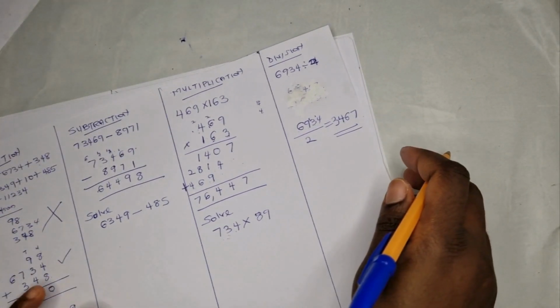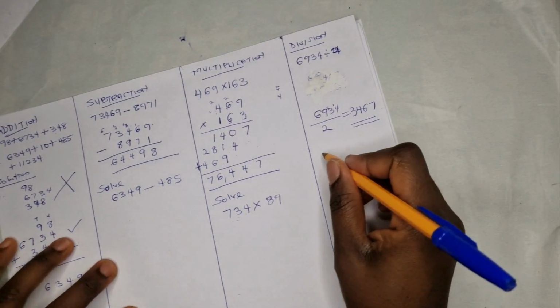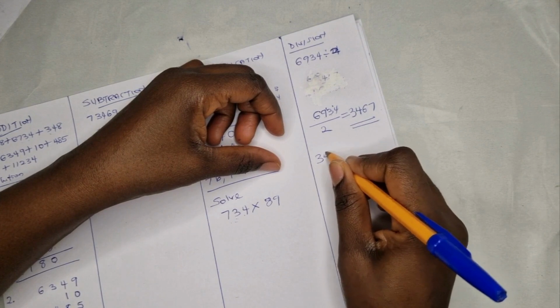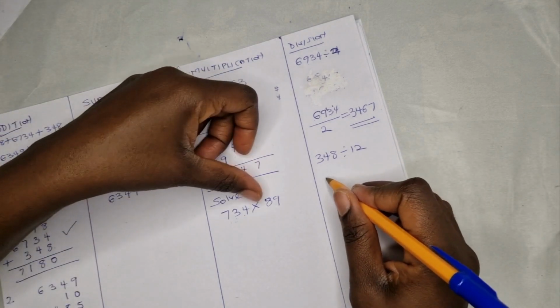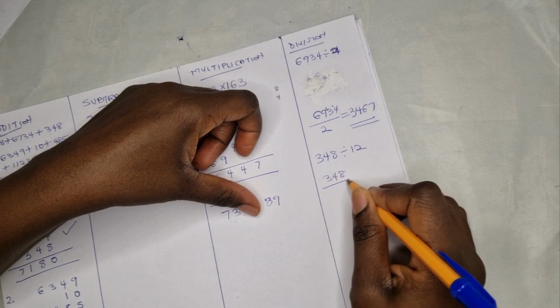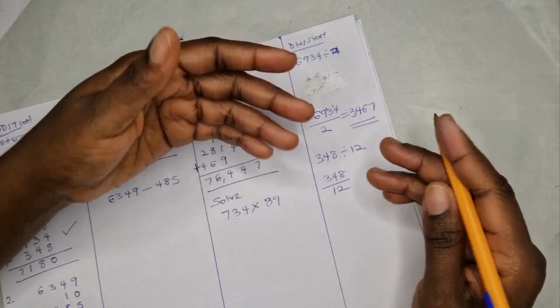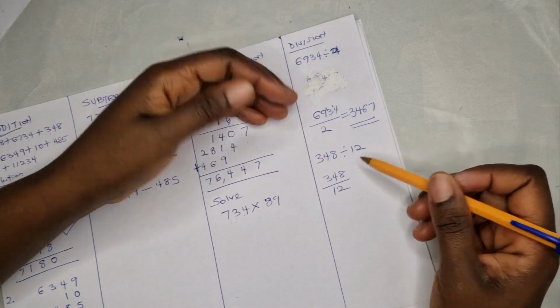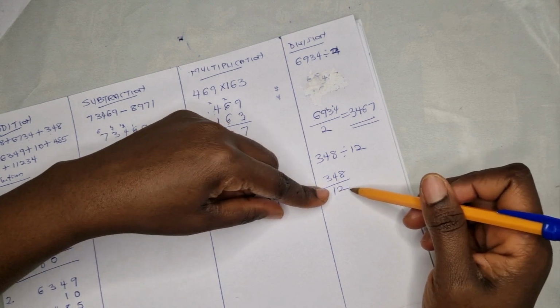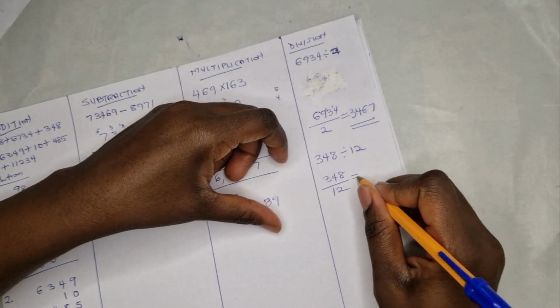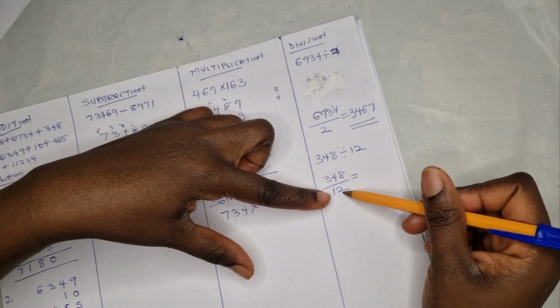Now let's say we want to divide a 3-digit number by a 2-digit number. Let's pick 348 divided by 12. We have 348 over 12. Now it might look complicated for you to divide 348 by 12 straight up. So what you can do is simplify this 12.